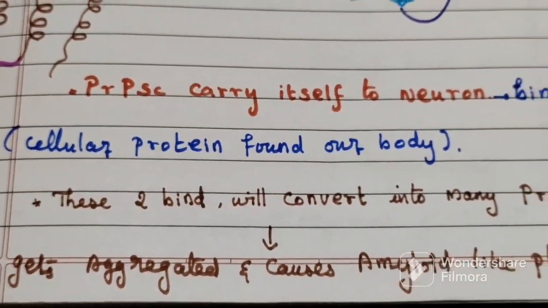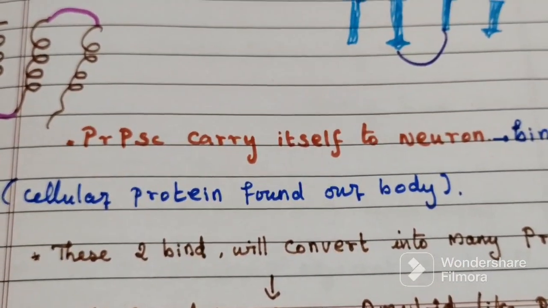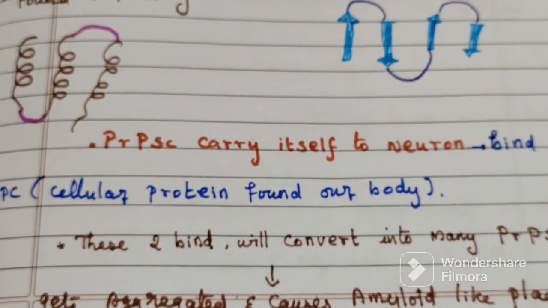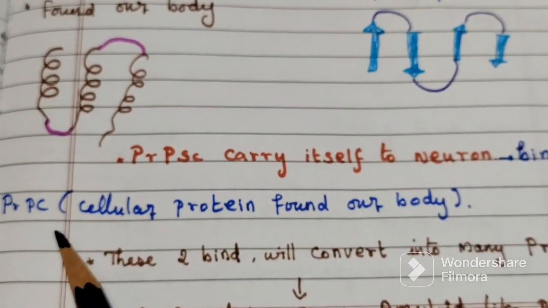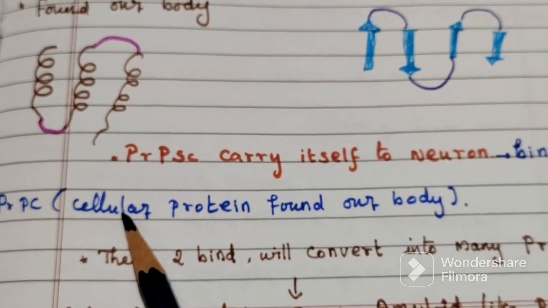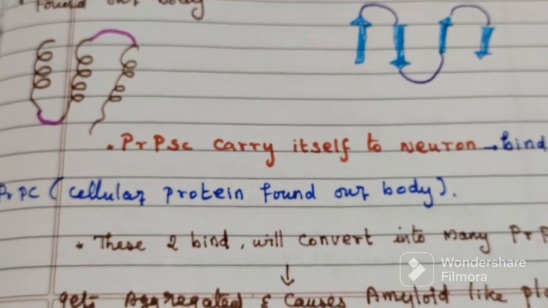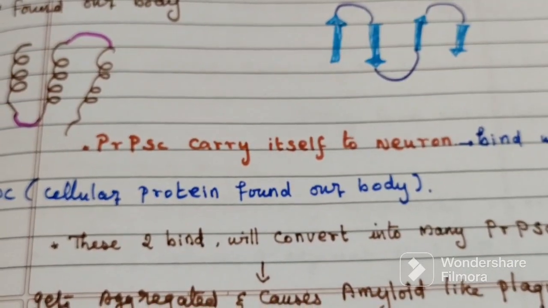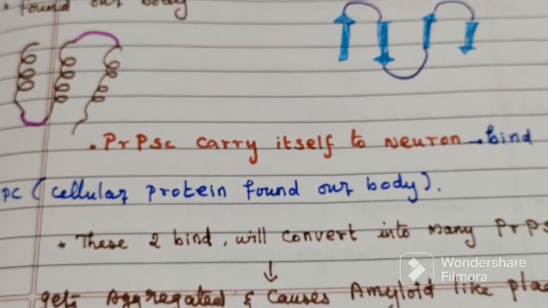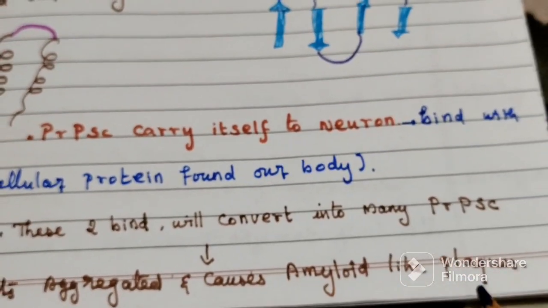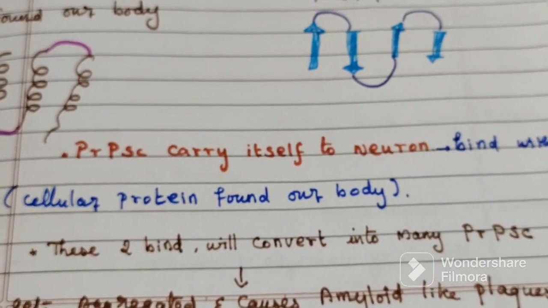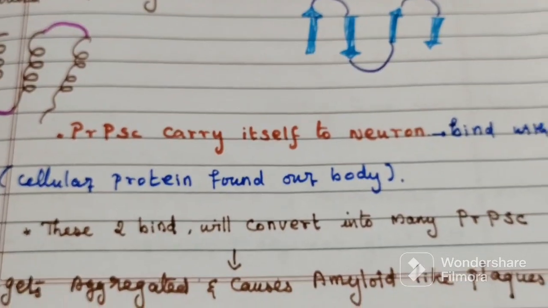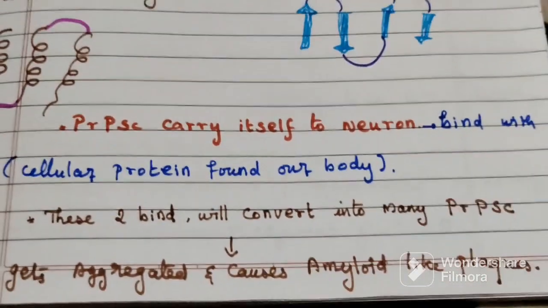PrPSc carries itself to the neuron. This PrPSc binds with PrPC, a cellular protein found in our body. On binding, the PrPC is converted into PrPSc. Now so many PrPSc aggregate and cause amyloid-like plaques. These are insoluble proteins, so amyloid-like plaques are created.